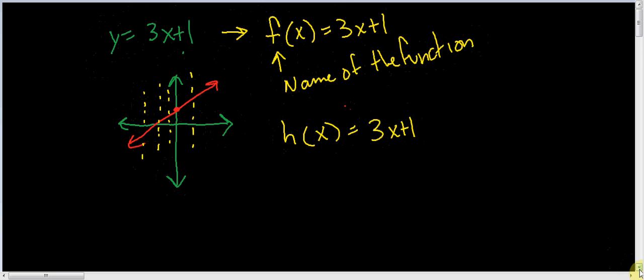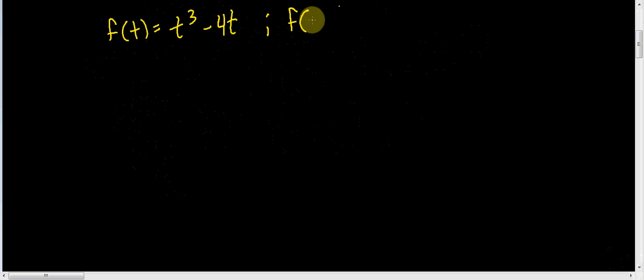So from here, what we want to do is evaluate some functions or some equations that are written in function notation. So let's start out with the function f. We're going to say f of t is equal to t cubed minus 4t, and we want to find f of 4. Alright, so this is pretty straightforward stuff. Once you see a few of these examples, it shouldn't be too bad.